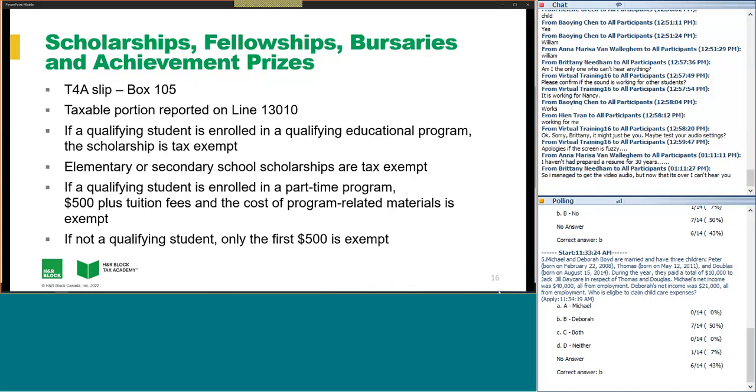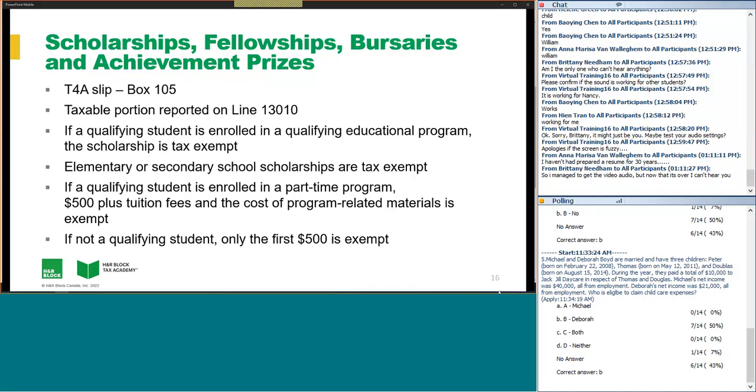So everyone up to the time they get a high school degree, if they get a scholarship, it is tax exempt. Okay? So most of the time we're talking about potential taxable student income from scholarships for students who are in university or college programs or other training programs. And I'm going to talk about the training programs briefly.